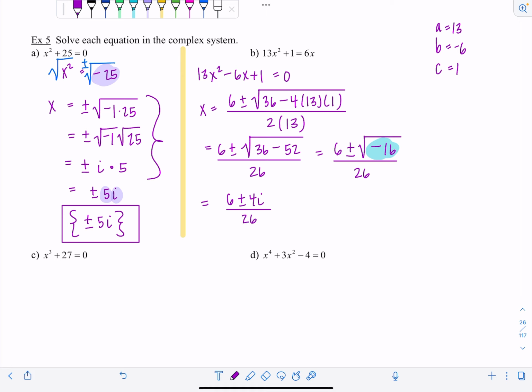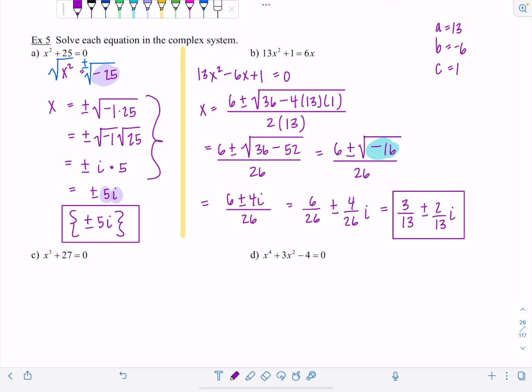And I'm not going to leave it like that. We're going to write it as 6 over 26 plus or minus 4 over 26 i. Is that ready to be boxed? No, it is not. We have to reduce those fractions. So this will be 3 over 13 plus or minus 2 over 13 i. And now we're done. Whew. Okay. How satisfying though. Normally, when you're a beginning algebra student, you would say this has no real solution and you would just be done, right? Because the discriminant's negative. But now we can continue and find solutions to more equations.